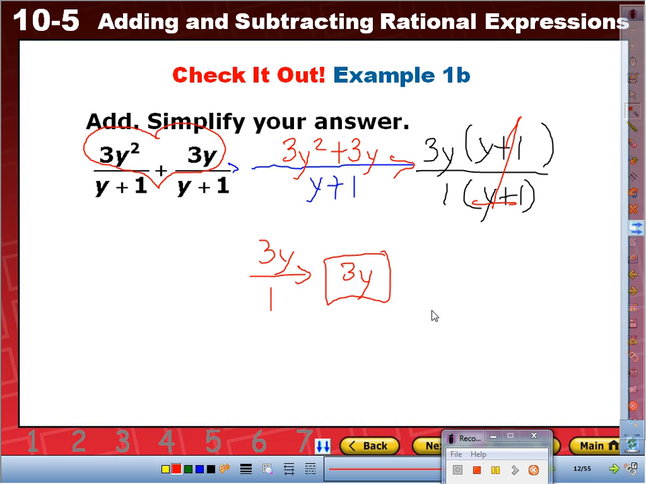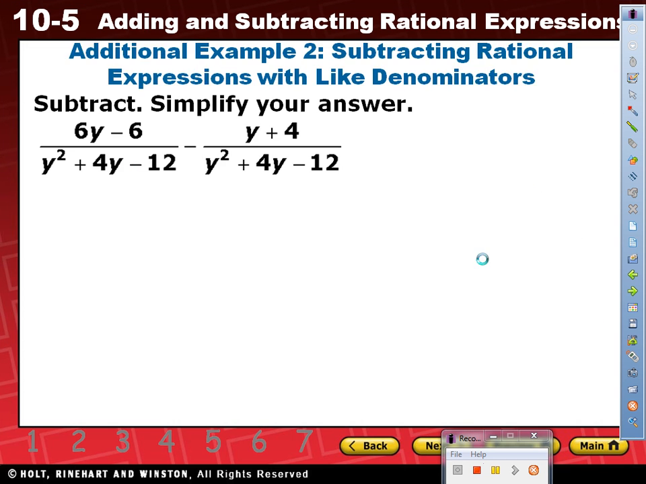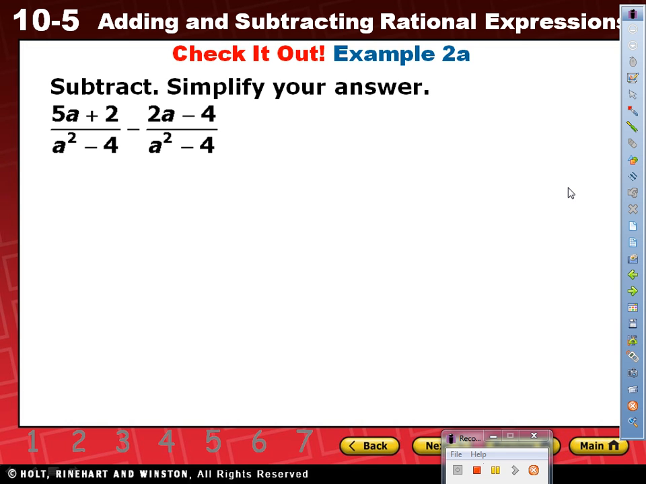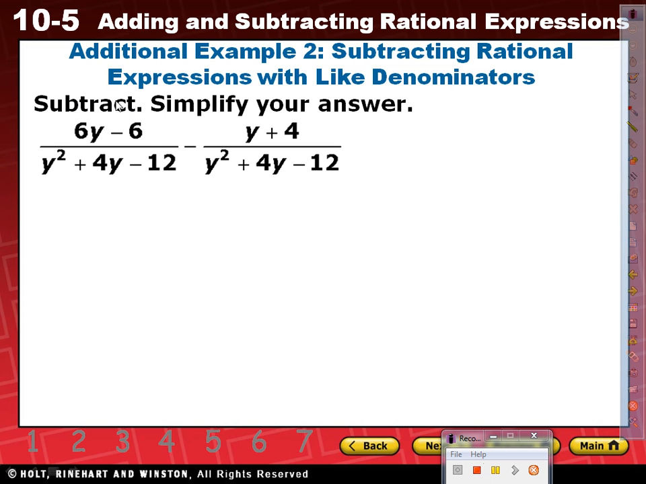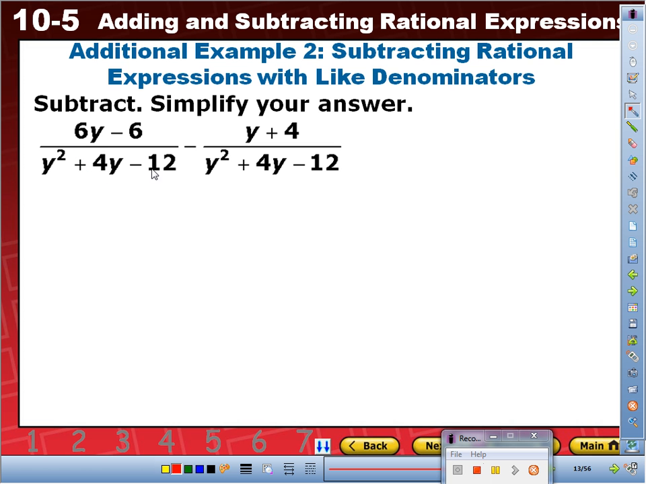Okay. All right. So we're done with addition. Let's move on to subtraction. Here we go. Copy that one. Example number 2. Copy the instruction. Subtract. Simplify your answer. 6y minus 6 over y squared plus 4y minus 12 minus, this is a minus right here. I'm going to make it a little bit thick so you guys see it. Y plus 4 over y squared plus 4y minus 12.